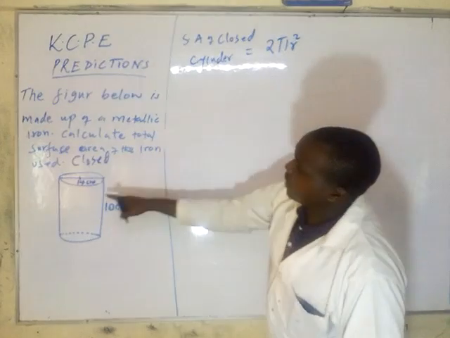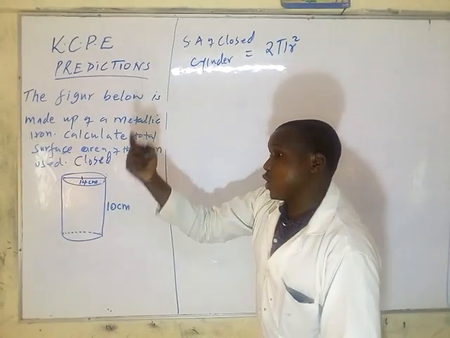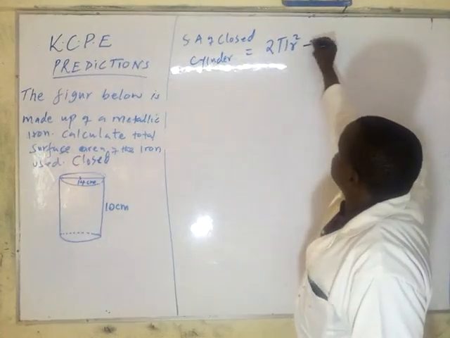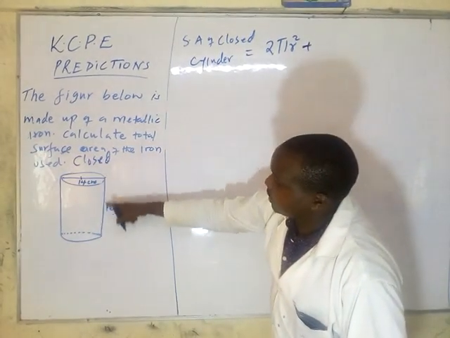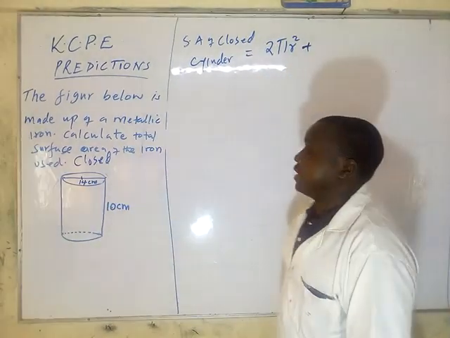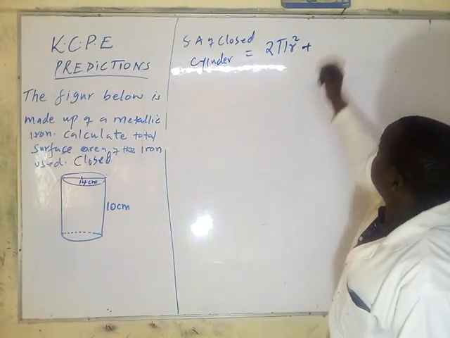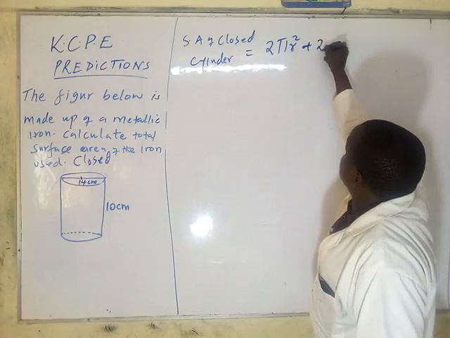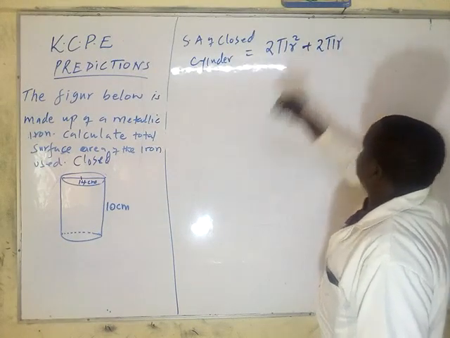2 pi r squared stands for this one and this one, because there are two. This is a circle and another circle. And then plus the curved surface area of the cylinder. How do you calculate the curved surface area of a cylinder? It is 2 pi r.